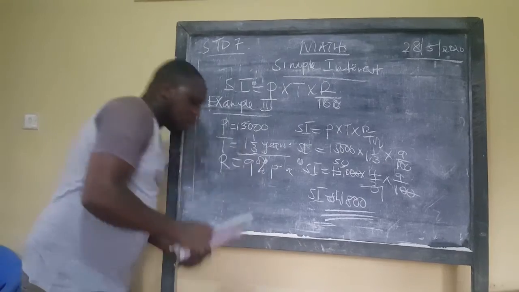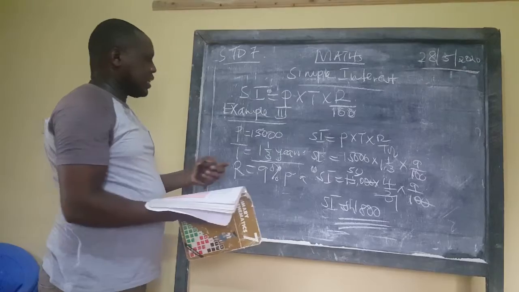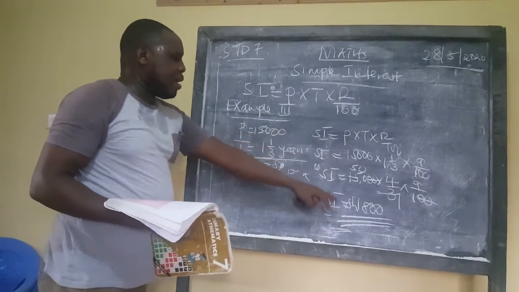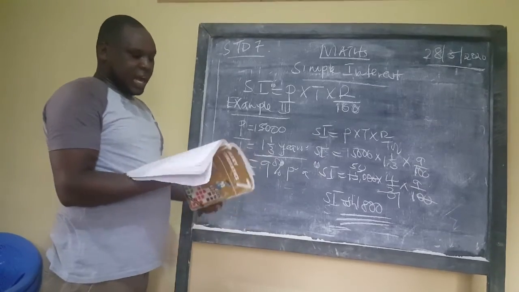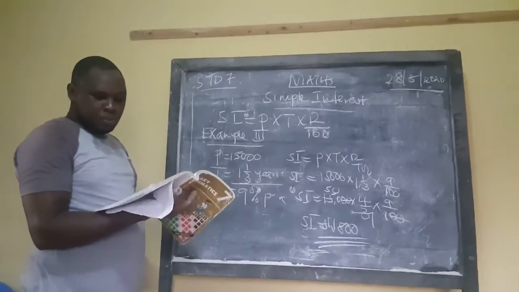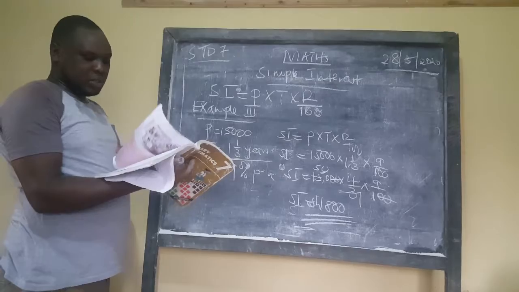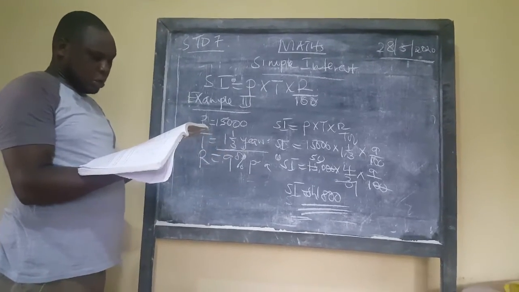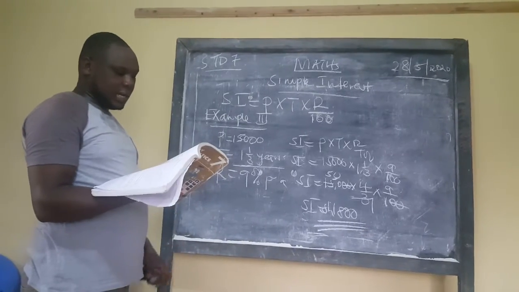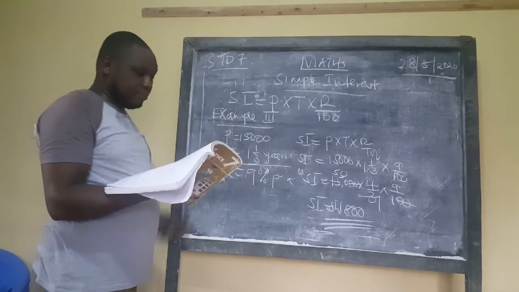But in case you ask what was the total amount that was paid at the end of the years, you take the principal plus the simple interest. Yes, it's a question about the amount. We will be able to do that tomorrow in our next lesson. But for the first one, let's first calculate the simple interest, and then we come to that.